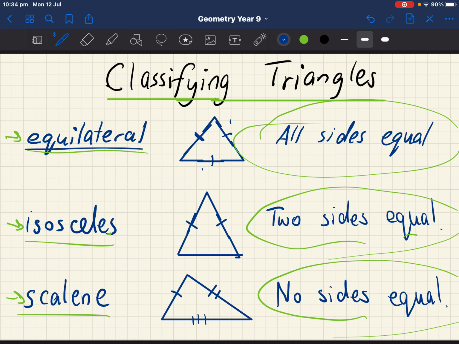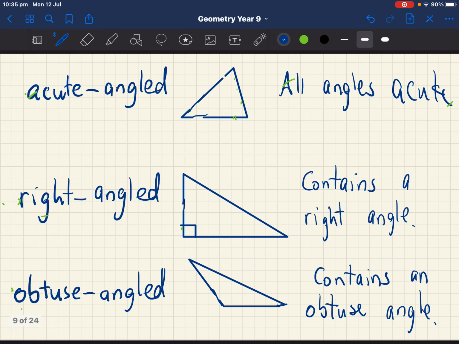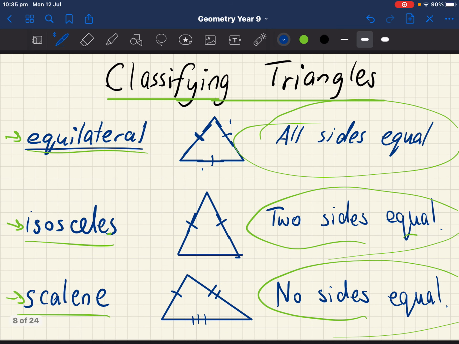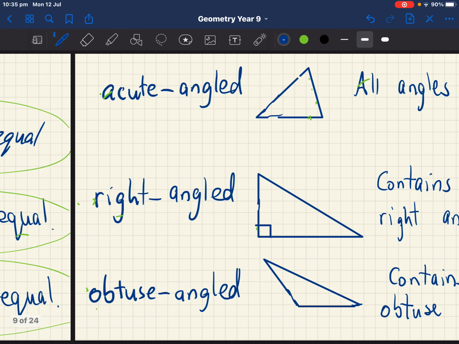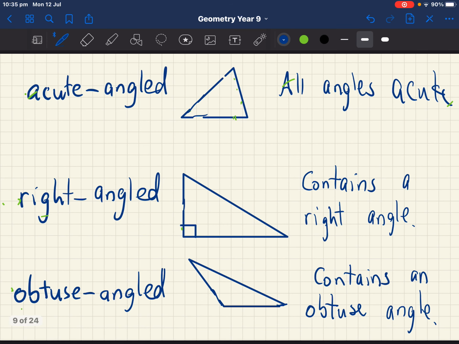But there's a little bit more to it, because triangles also have a second name. So the first set of names is based on the side lengths. How many of the sides are the same length? But triangles are made up of side lengths and angles. If you look at the angles, they also give us a new set of names.